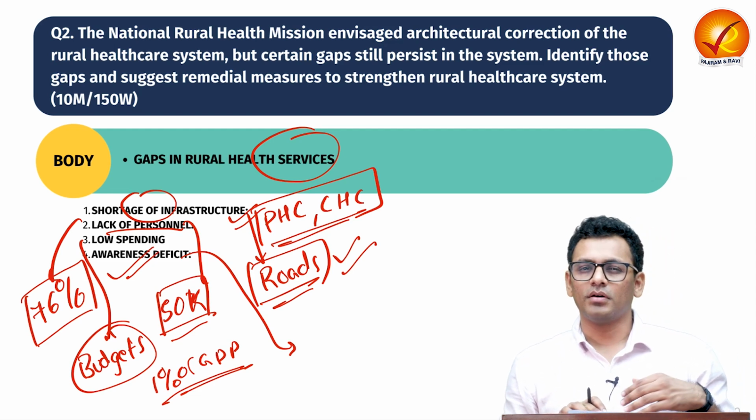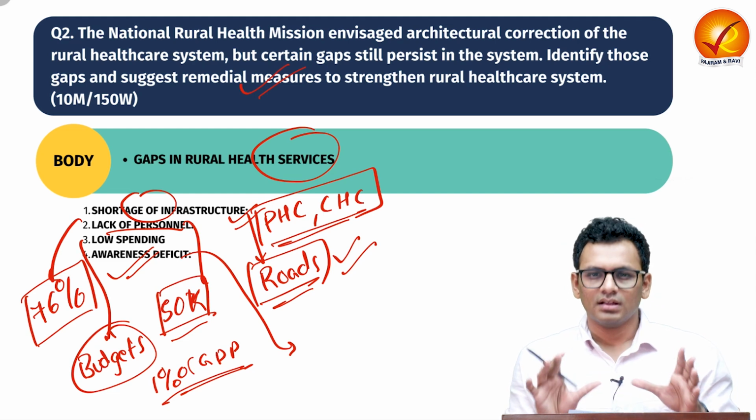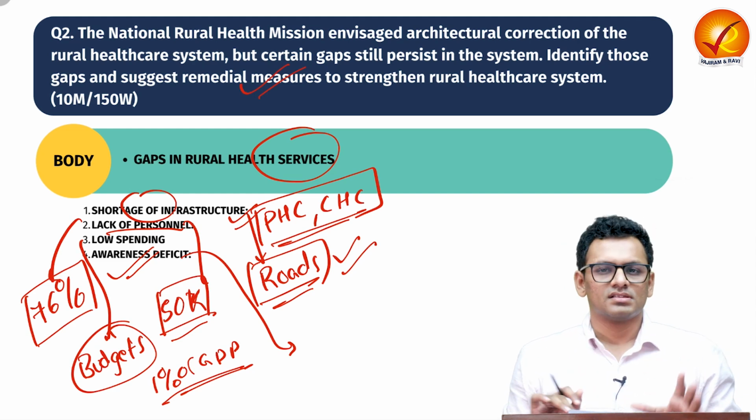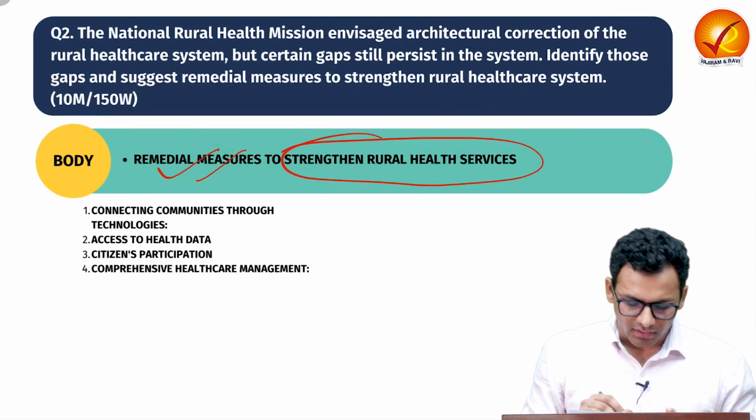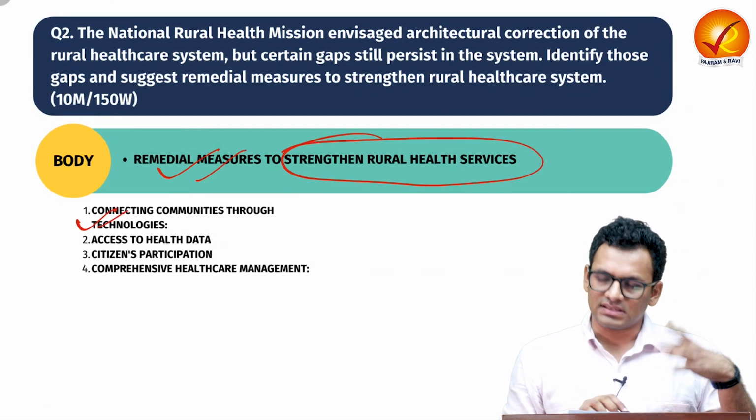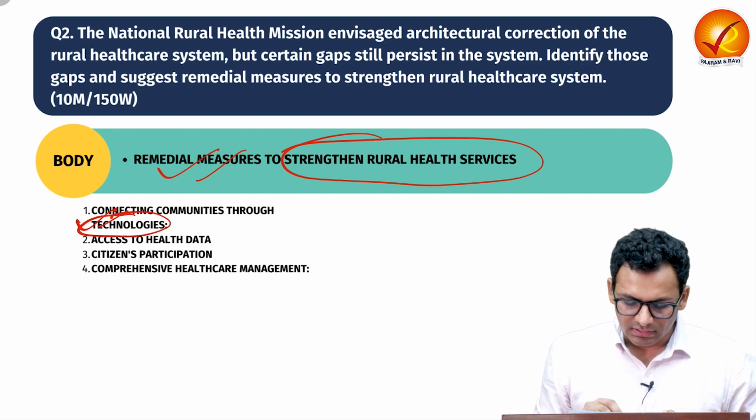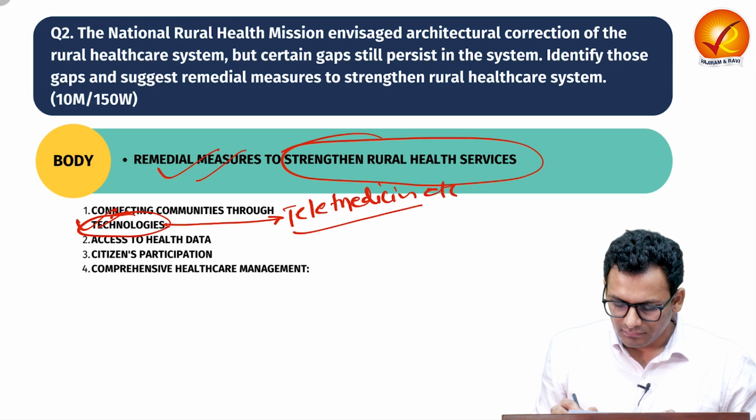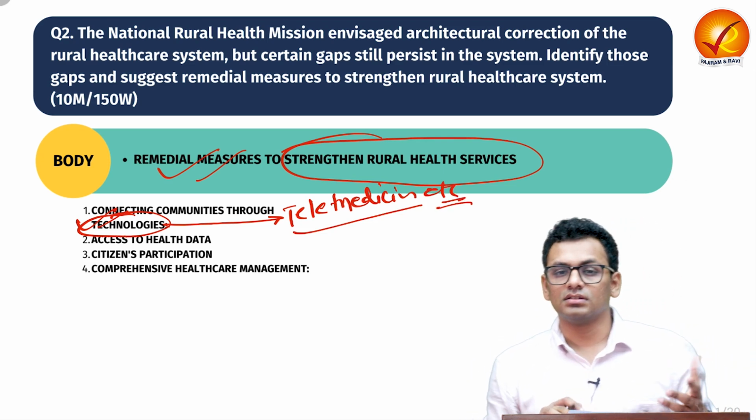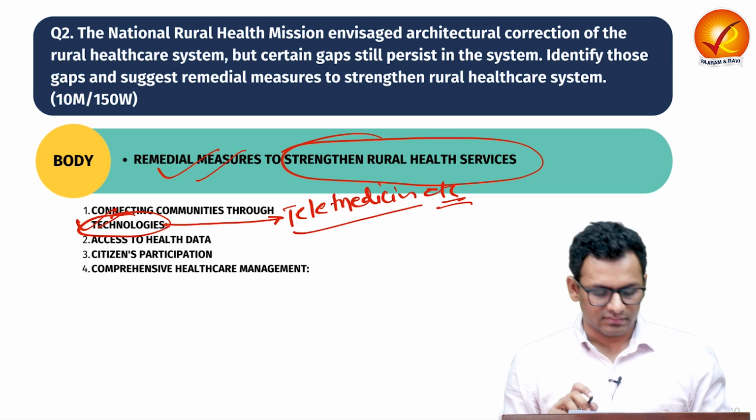So now let us talk about in the body what kind of measures we can take to ensure that rural health is supported. So, remedial measures to strengthen rural health services. First, as we saw that there is lack of infrastructure, we can definitely leverage technology over here through telemedicine, etc. So technology can be leveraged here to ensure there is proper access to healthcare services.